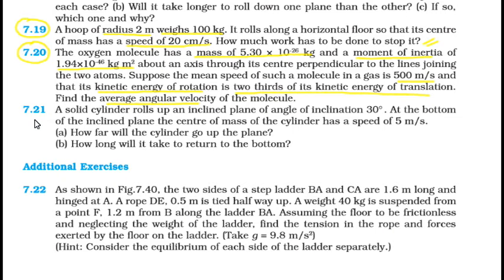In the last session, we have discussed question number 7.20. Today we'll start with 7.21. A solid cylinder rolls up an inclined plane of angle of inclination 30 degree. At the bottom of the inclined plane, the center of mass of the cylinder has a speed of 5 meter per second. How far will the cylinder go up the plane? B, how long will it take? So first is how far, the distance, and second is how long will it take to return to the bottom. So let us see the solution.